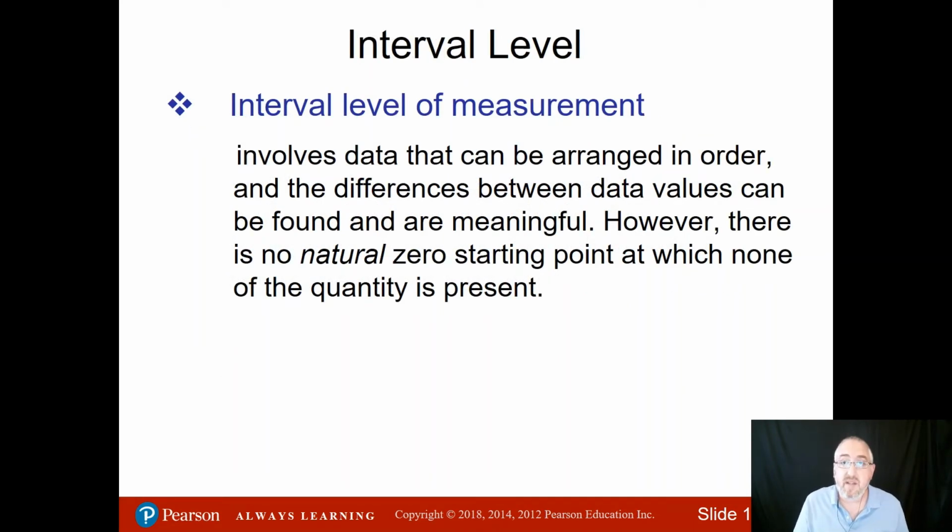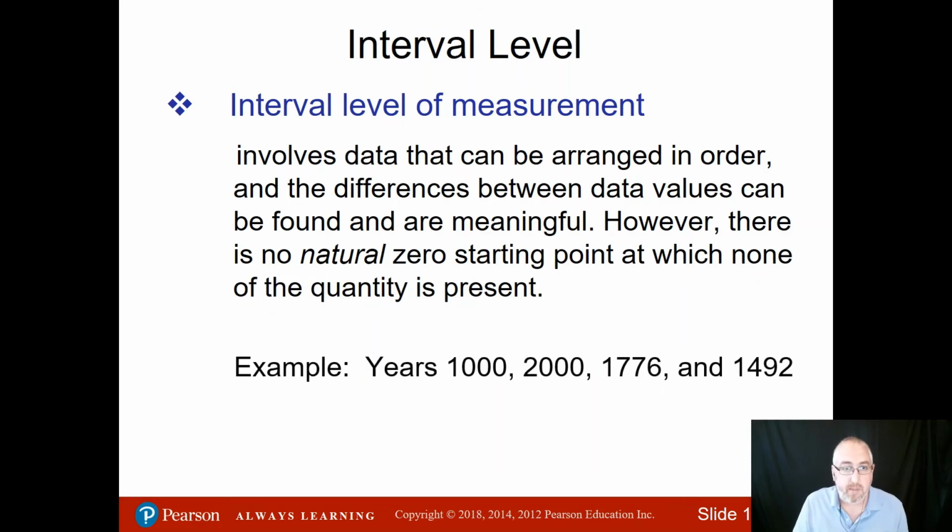The next step up from that would be interval. It involves data that can be arranged in order, and the differences between data values can be found and are meaningful. However, there is no natural zero starting point at which none of the quantity is present. So now we're talking about quantitative data, primarily numbers, when we're talking about the interval level of measurement.